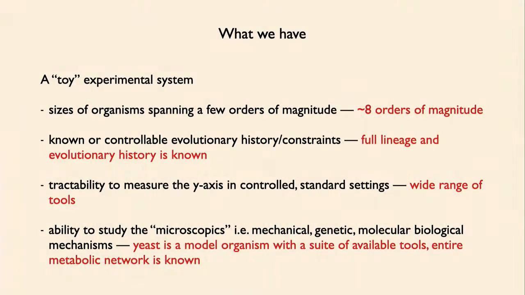Okay, right. So what do we have? We have about 8 orders of magnitude of volume. I will tell you why volume and not mass in a moment. We have the full lineage and evolutionary history starting from the single cell all the way to the end, and I can rerun this tape as many times as I want in quantitatively different manners. I'll show you in a moment that we are setting ourselves up to measure the y-axis in careful laboratory settings, and yeast is a model organism for which all the genetics and molecular biology tools are available.